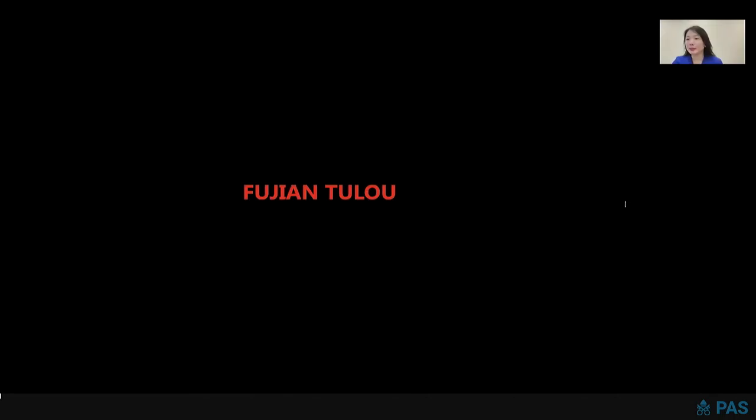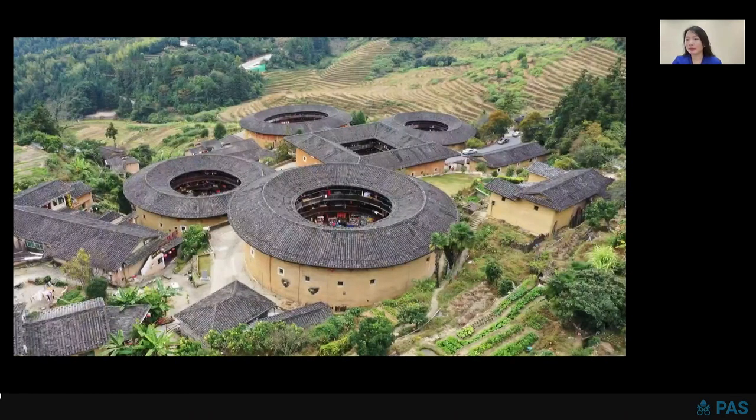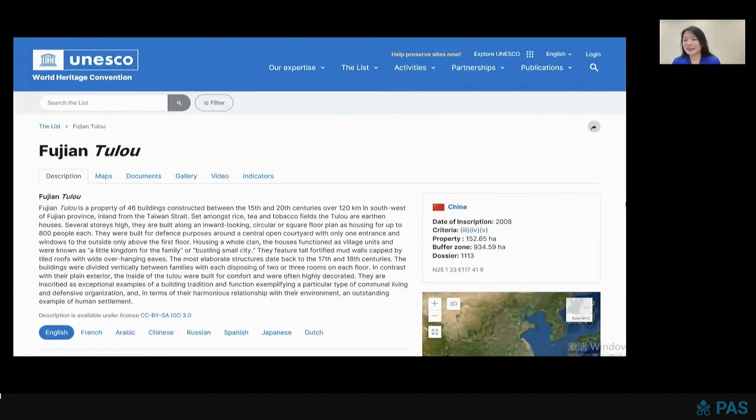The Fujian Tulo is a typical traditional building typology in Fujian province, the southeast region of China. Built between the 15th and 20th centuries, it is a technically sophisticated and self-sustainable defensive building for communal living in a highly sensitive setting in mountain valleys. In 2008, 46 Fujian Tulo buildings were listed as World Cultural Heritage by UNESCO.